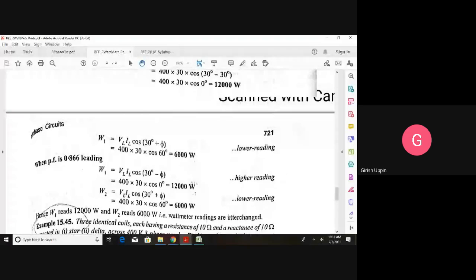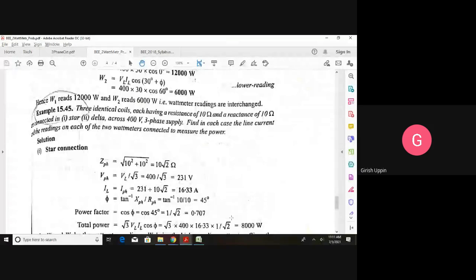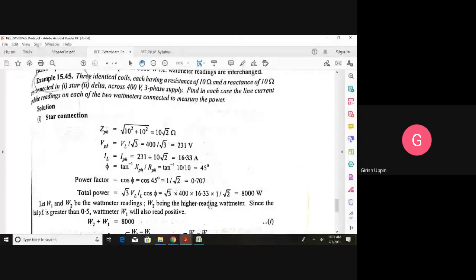Okay, we'll see this problem. Three identical coils, each having a resistance of 10 ohm and reactance of 10 ohm. Three identical coils means they are exactly the same. Resistance R is equal to 10 ohm, and reactance XL is equal to 10 ohm. They have just given reactance, it could be XL or XC. They are connected in, one is star connection, second one is delta connection, across a 400 volt three phase supply.